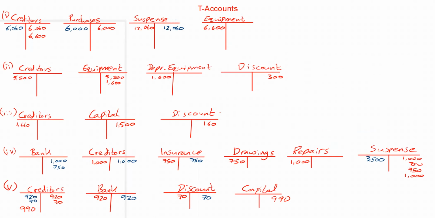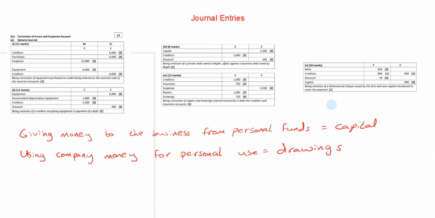You can switch over through what we had for T accounts, and see what they have for journal entries. Get used to the way in which they phrase the description: being XYZ, being correction, being omission. Generally it says omission and correction here. That will help you a lot. Now we have to do a suspense account.